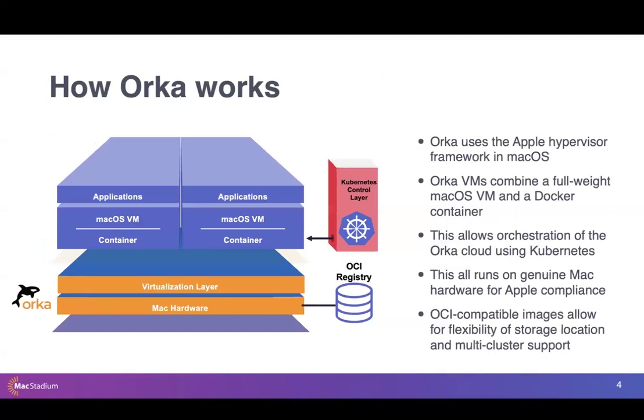So I talked about this a little bit on the first slide, but from a very high level, what Orca does is we have the bare metal Mac hardware, and on top of that sits Apple's virtualization framework. That is what we leverage to spin up Mac VMs. And then from there, you're able to deploy Mac VMs on top of the Apple hardware and then run your application inside of said VM.